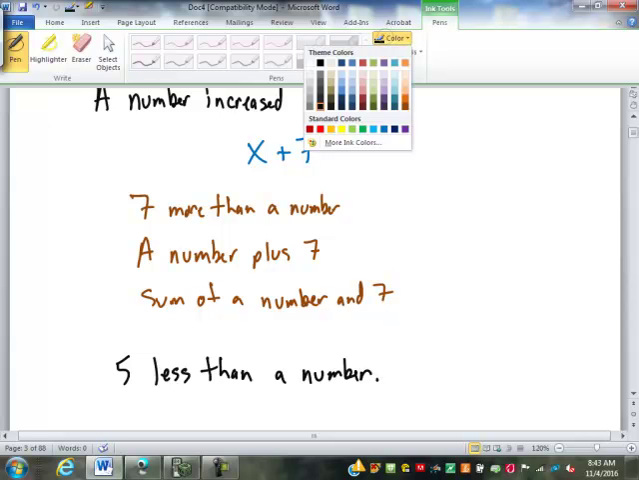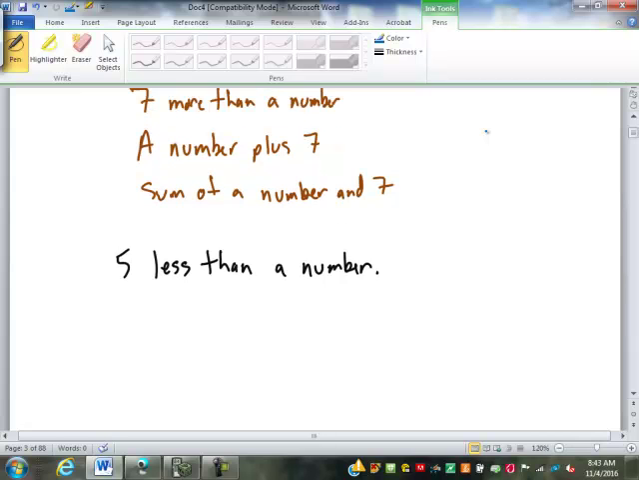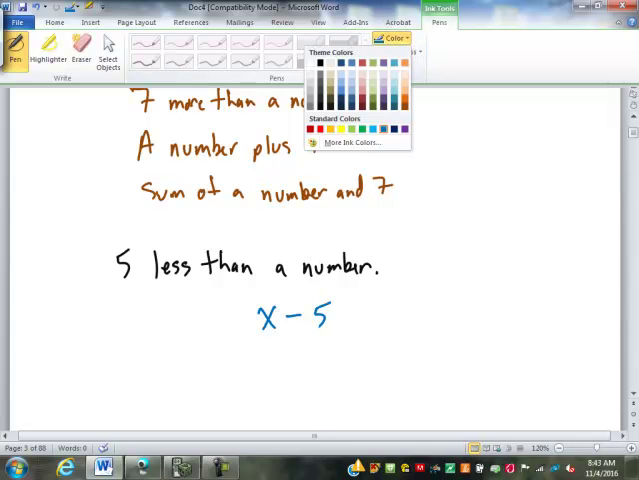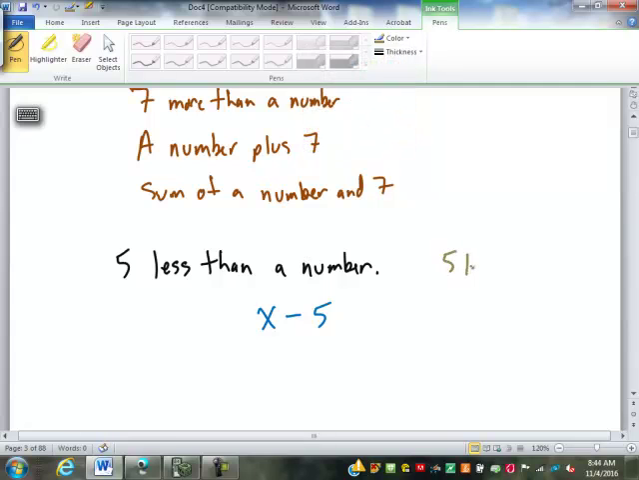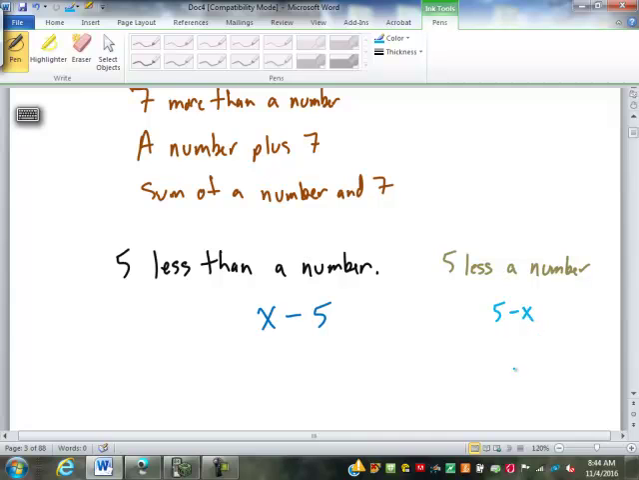5 less than a number. Obviously, what operation is going to be happening here? Subtract. Is it 5 minus x or x minus 5? Careful. X minus 5. 5 less than is indicating that 5 has been taken away from it. Now, if it said 5 less a number, that's saying 5, and then we're making a number less than it. We're subtracting the number from it. So that would be 5 minus x.